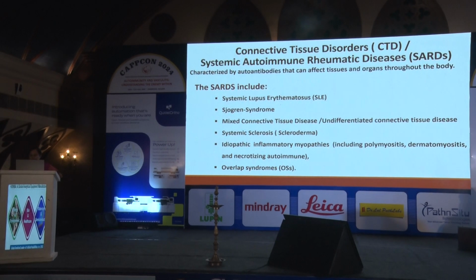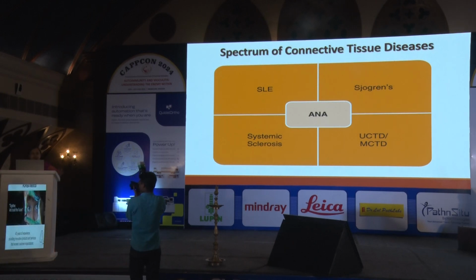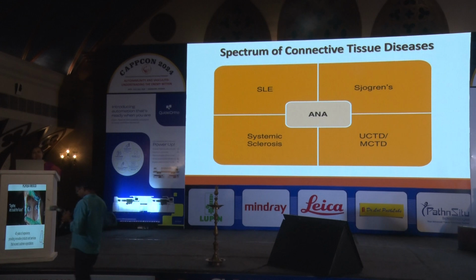So while different authors use the term differently, some include rheumatoid arthritis, vasculitis, and myositis also under this umbrella, but most of the experts include only these 4 diseases under this spectrum, that is the SLE, the Sjogren's, the systemic sclerosis, and undifferentiated connective tissue disease, and mixed connective tissue disease. Now, SLE is the flagship of connective tissue disease because it is most widely studied, but nevertheless, Sjogren's is not far behind. It is more common than lupus, but it goes unrecognized.